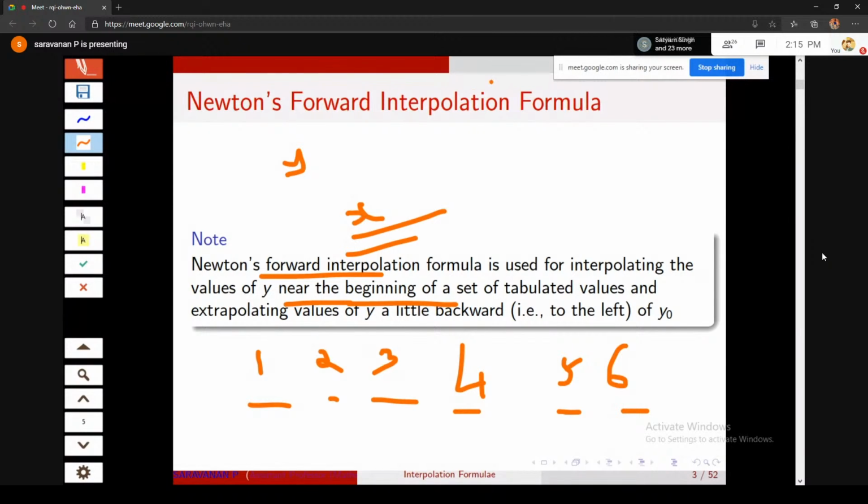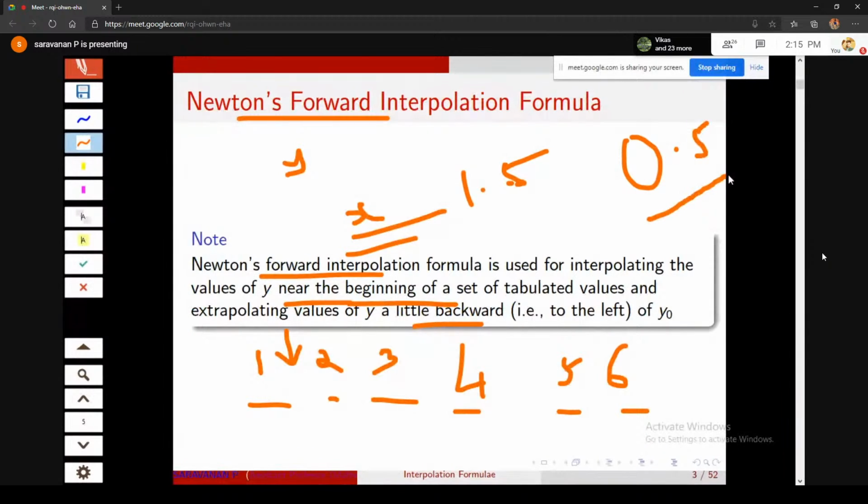You want to compute the value of y at 1.5. Where this 1.5 lies? It lies between 1 and 2. So it lies near the beginning. Therefore, we will be using Newton's forward interpolation formula. Or it may be little bit backward to the left of y0. So suppose we want to compute at 0.5. Where this 0.5 lies?